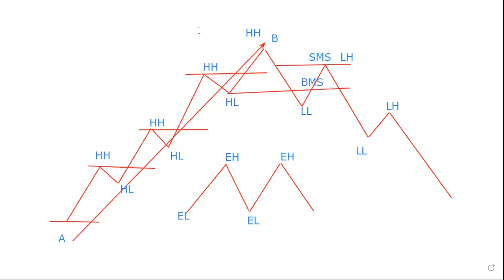So this is what we refer to as the market structure. When it is going up, we say the market is in an uptrend or bullish. That is a bias. We could either call it bias, direction, or the trend. And when it's coming down, it's bearish.